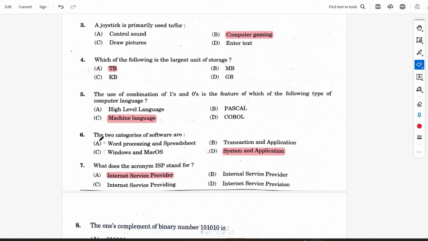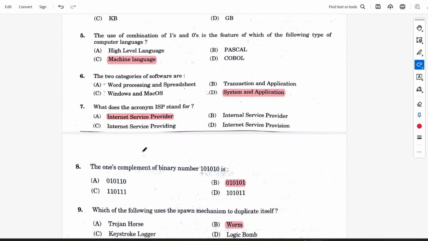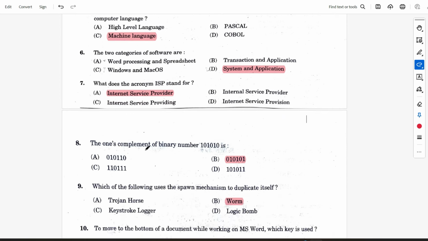The sixth question: the two categories of software. Obviously software needs application and system. Windows and Mac are operating systems. Word processing and spreadsheets, a spreadsheet like an Excel sheet, is a separate thing. Transaction application is not applicable. Transaction is a part of software, but the two categories of software are system and application. What does ISP stand for? Internet Service Provider. These are the computer questions.